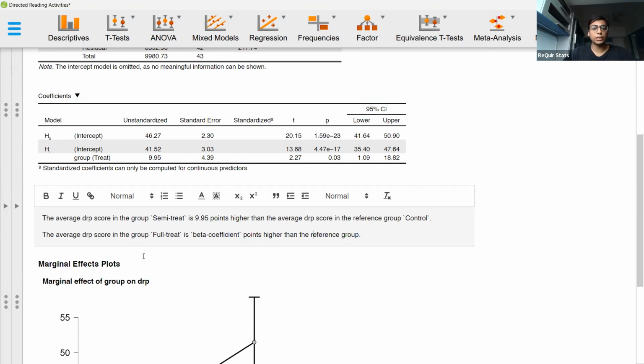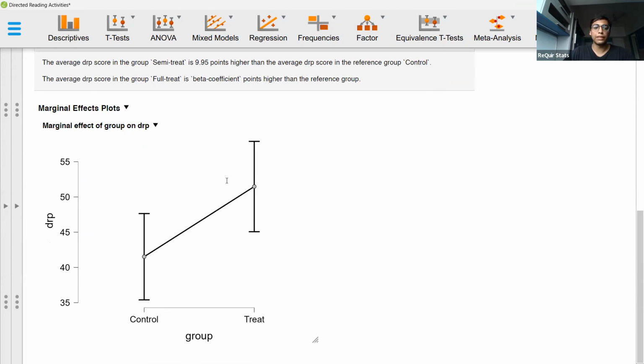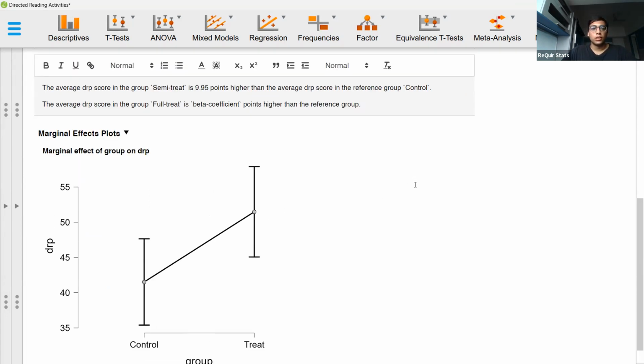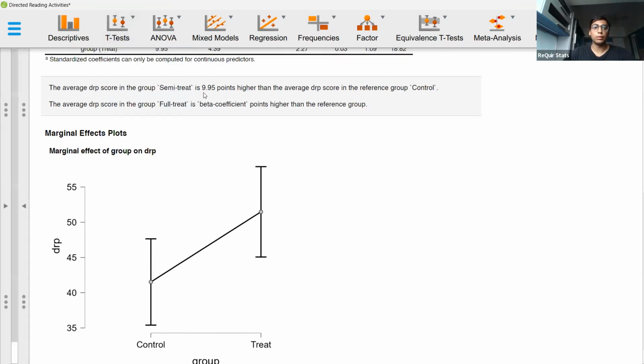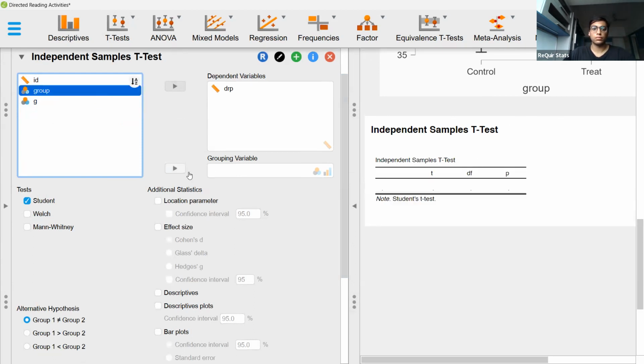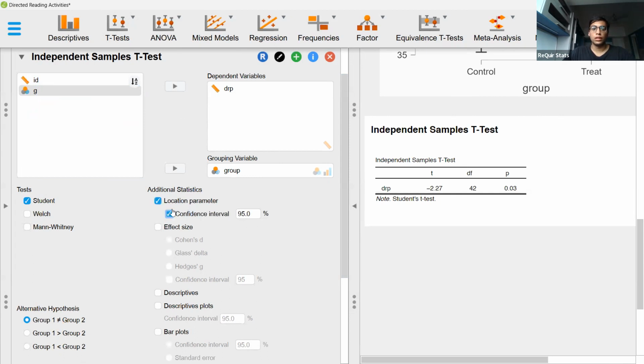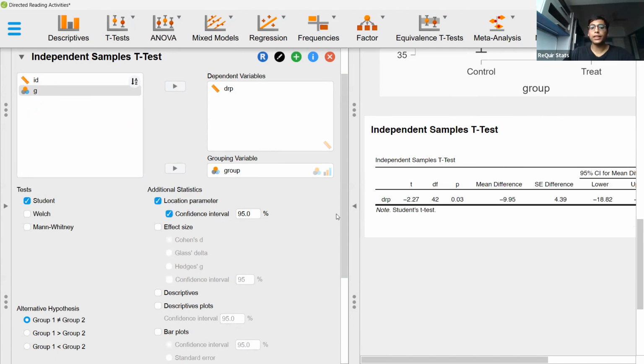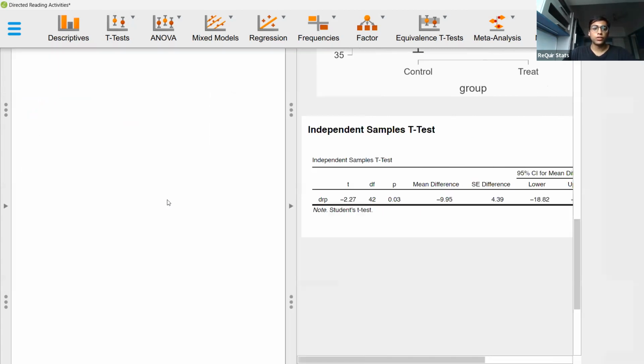All right. As I explained, these points are the means and these are the 95% confidence intervals. Now, to show you how this is similar, let me run a t-test quickly. Let me run an independent samples t-test. Let's wait for the initialization of this module. If you remember, this location parameter was essentially the mean difference, and we get the confidence intervals.